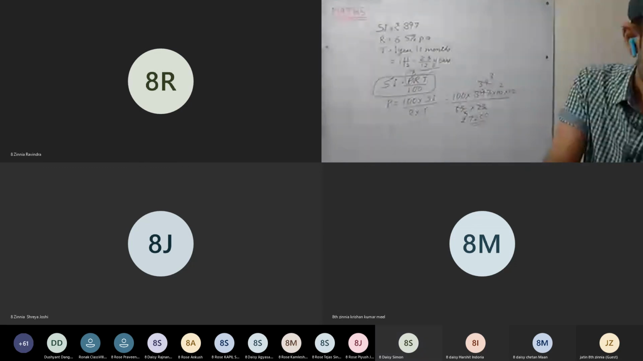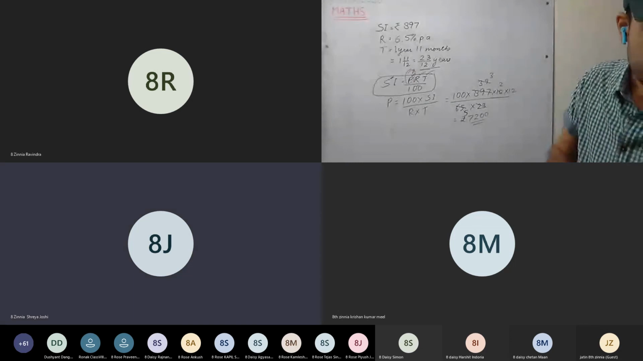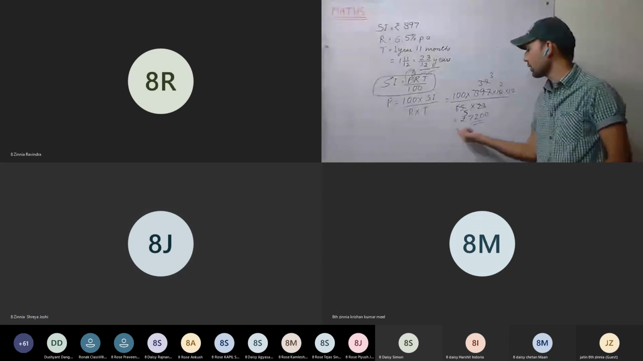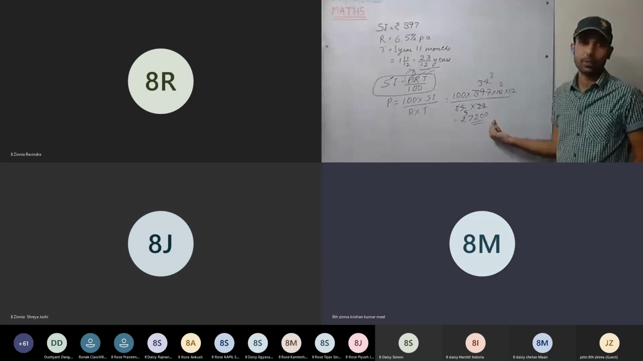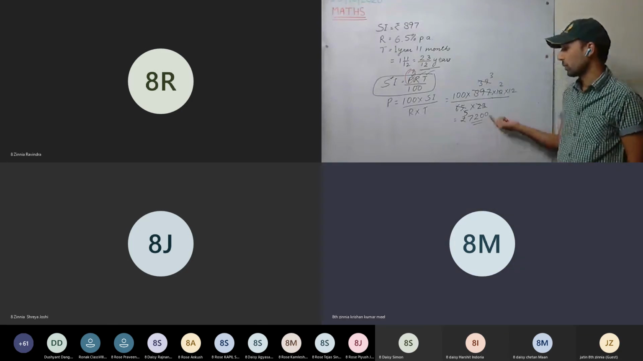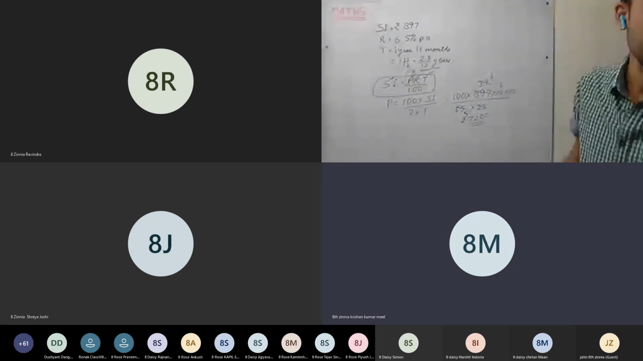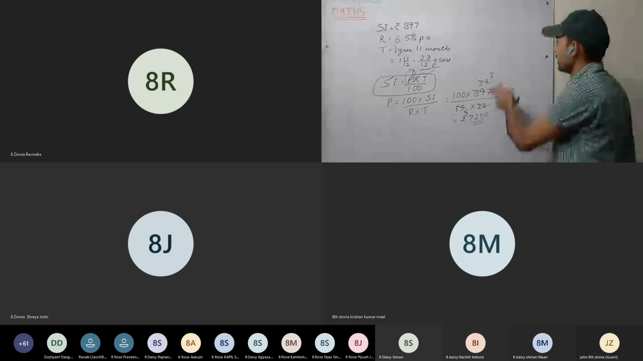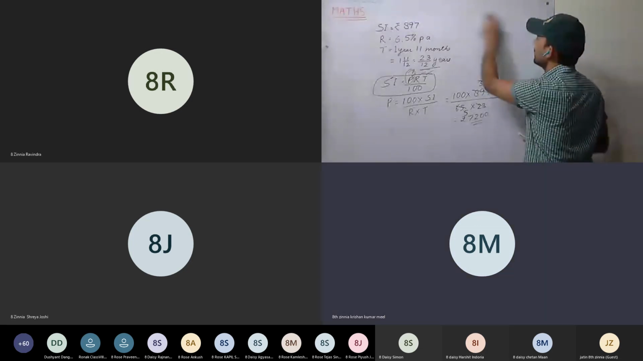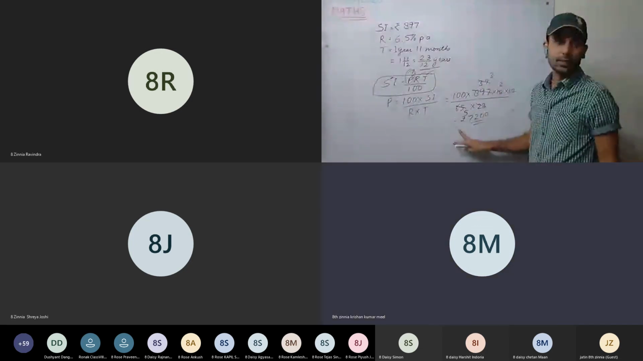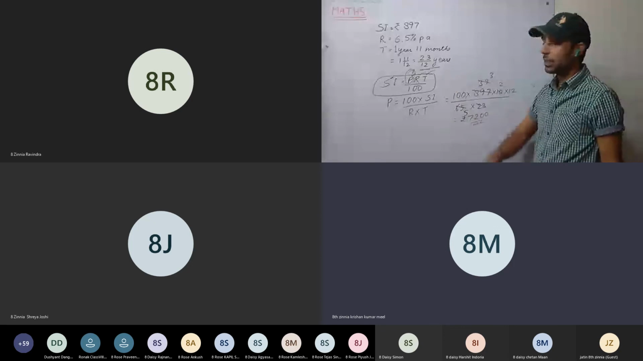Principal. Sum. Find the sum. So the sum of the money equals 7200. Or you can write principal, sum of the money equals rupees 7200. Is this clear? Any doubt you have? Is this clear? Okay, move to the next question.